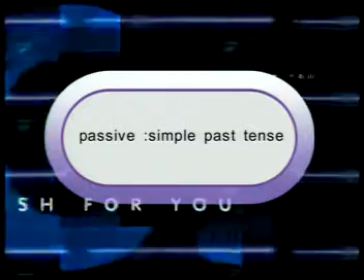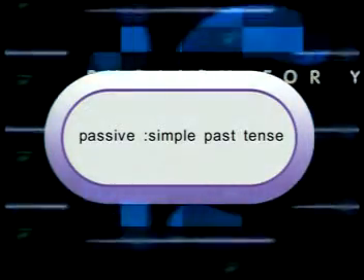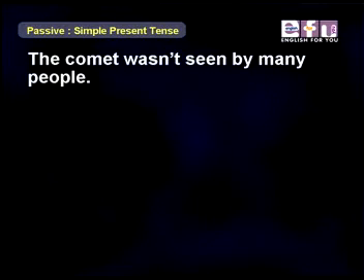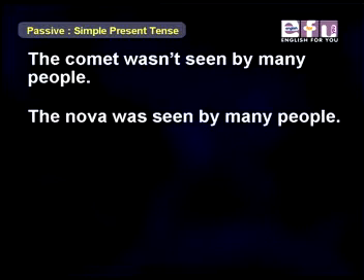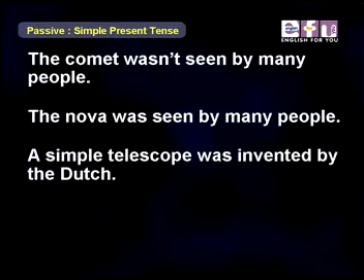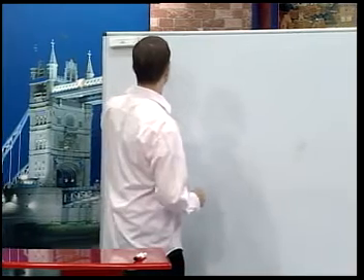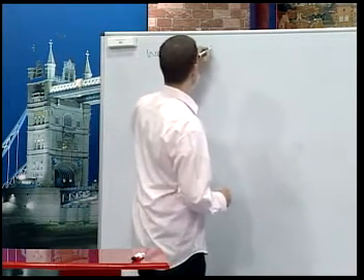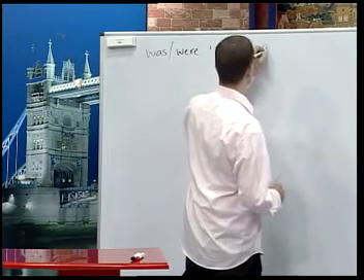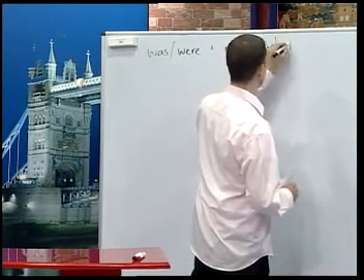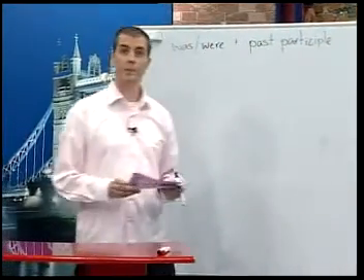Passive, simple past tense. Now let's review the simple past using the passive. The comet wasn't seen by many people. The nova was seen by many people. A simple telescope was invented by the Dutch. Was your friend related to a Martian? He is very strange. For the simple past, we use was or were plus the past participle. So let's practice these now.